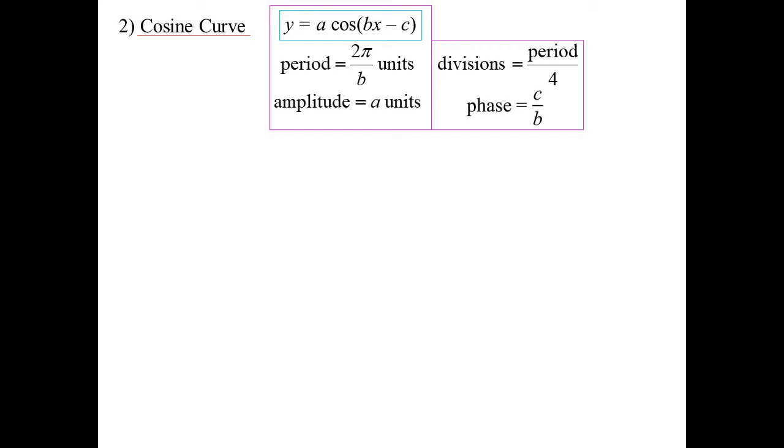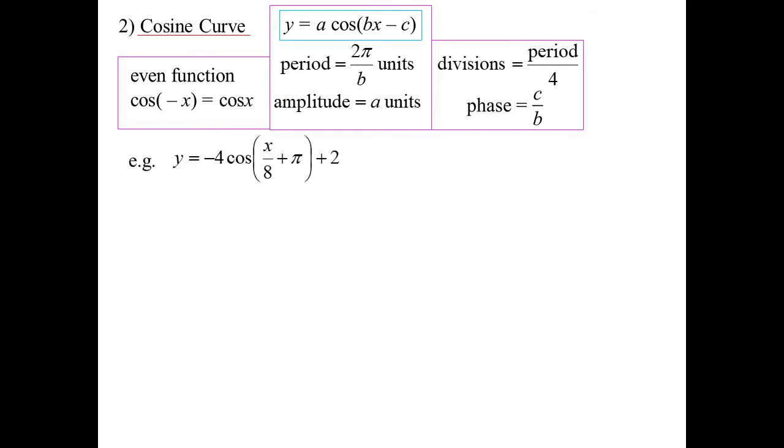Mind you, and I haven't drawn the basic one here, if you think of what the basic one looks like, it's an even function, not an odd function. So for this one, cos of minus x would equal cos of x. So we've got minus 4 cos x on 8 plus pi, and then plus 2. So this one, the negative, we've got a reflection happening in this one. And the plus 2, we've also got a vertical shift happening as well.